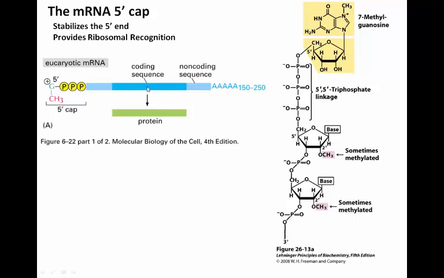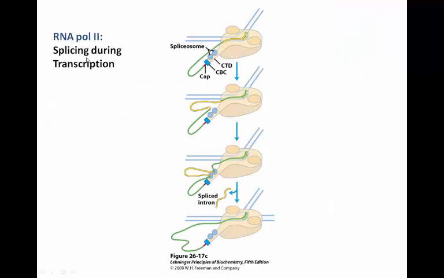We're going to do splicing next to give us our continuous coding sequence. And then we'll have a non-coding sequence here, and then we'll add the poly-A tail. RNA polymerase II, splicing during transcription. So here's the cap binding complex, C-terminal domain. This is called the spliceosome. We'll talk more about them in a minute.